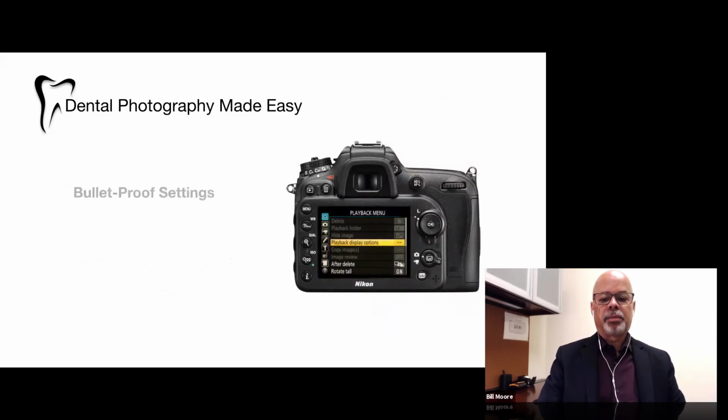And let me talk about this a little bit. Bulletproof settings. So, there's menu after menu after menu of these things. And I put the camera in manual shooting mode. That's what I teach. There are about 14 or so settings that you dial into the camera.